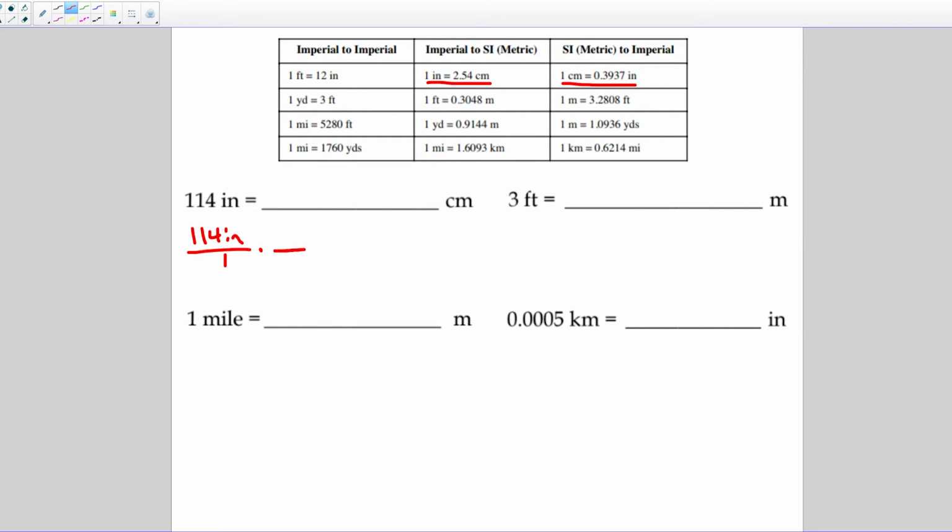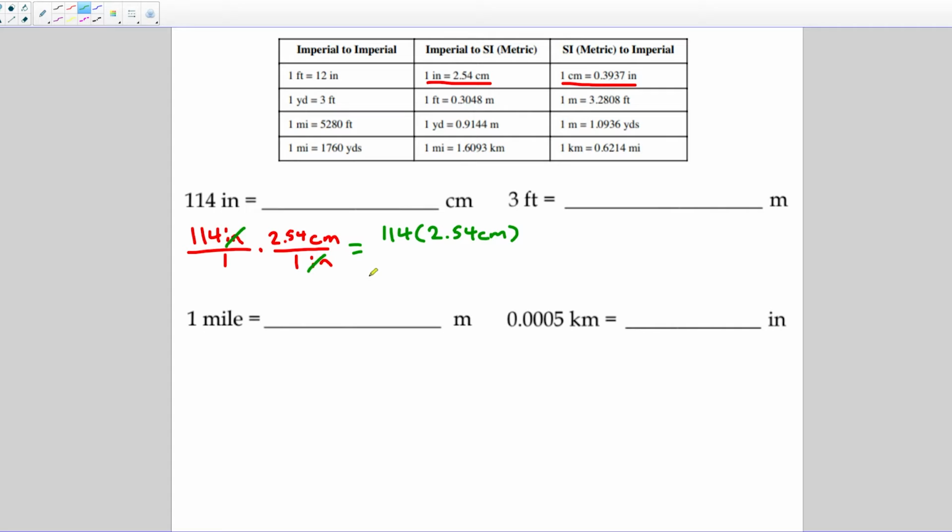We're going to multiply by our conversion factor that we see here. Since we're trying to get rid of inches, we want to make sure that inches goes on the bottom, which means that centimeters has to go on top. We know that 1 inch is the same thing as 2.54 centimeters. We can go ahead and get rid of inches here and here, and we're left with our centimeters up top, which is exactly what we want. So now we can multiply 114 times 2.54, and that's going to be centimeters, divided by 1 times 1.